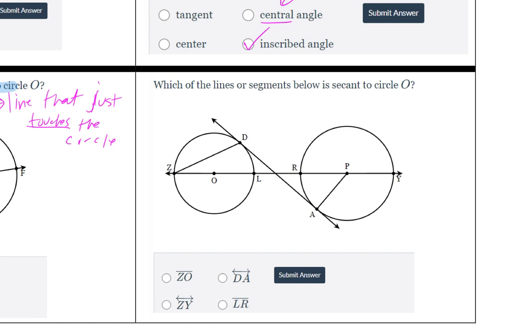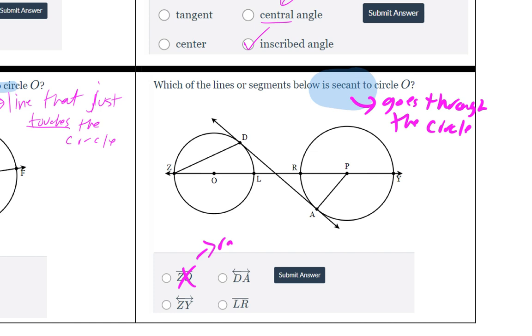All right, next. It says, which one is a secant? So we remember a secant goes through the circle. All right, so which one of these goes through the circle? Let's look. ZO. ZO is just a radius, right? That's a radius. So that's wrong. What about DA? DA doesn't go through it, right? DA is a tangent.